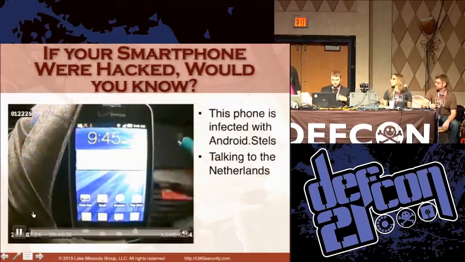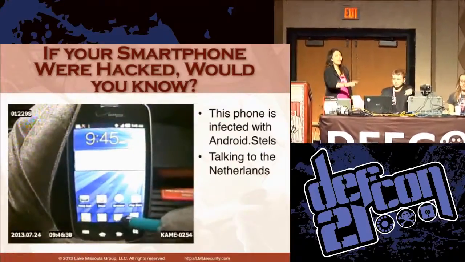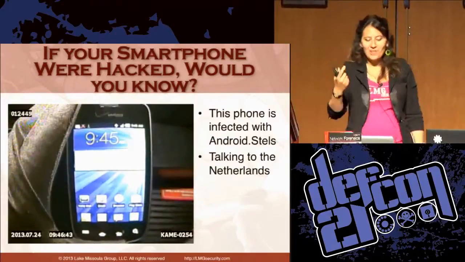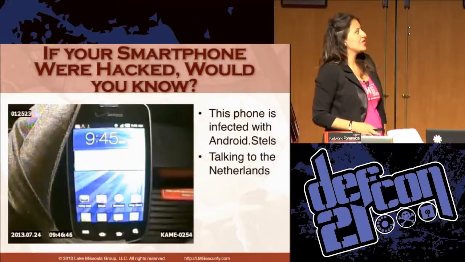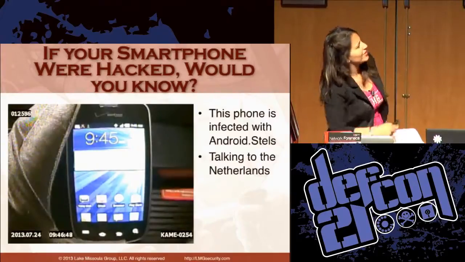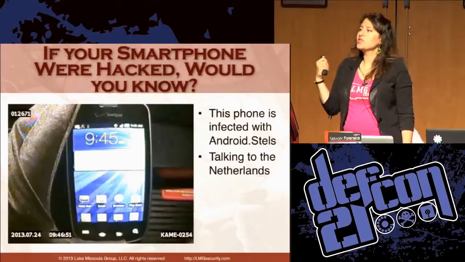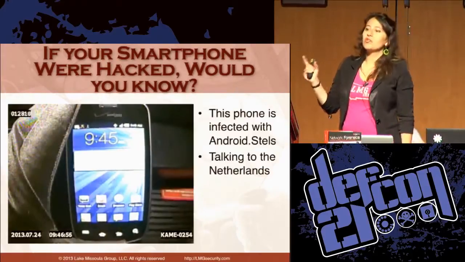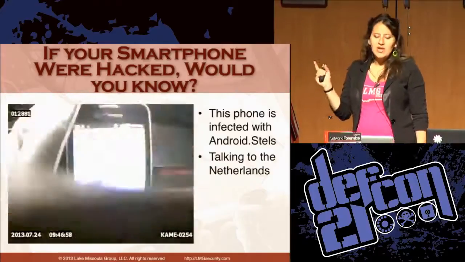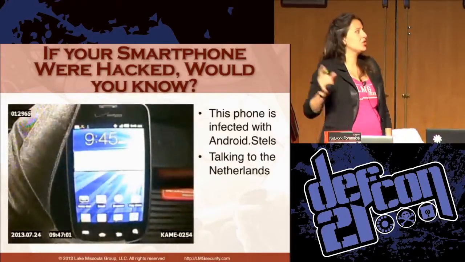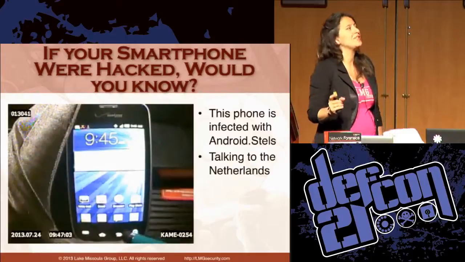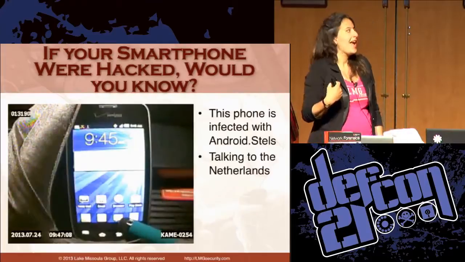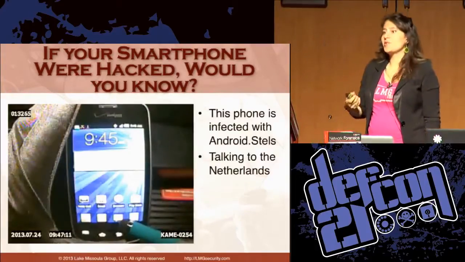So if your cell phone were hacked, how would you know about it? Probably half of you today in this room have cell phones that are hacked, but you can't tell. You can pick it up, you can look at it. The video you see on the screen here is showing us a cell phone that's infected with the Android Stealth malware. So what you see is sending data out to the Netherlands every 5 minutes or every 15 minutes, depending on whether or not it actually gets a response from the command and control server. And if you were a user looking at this phone, you would never know about it.